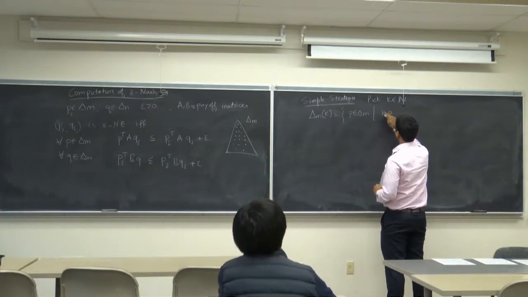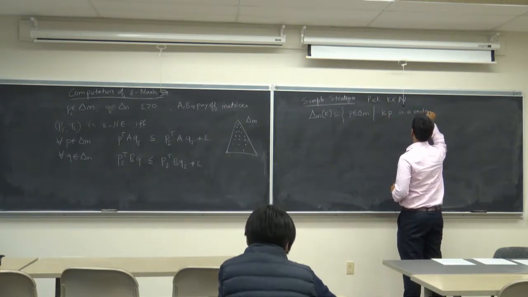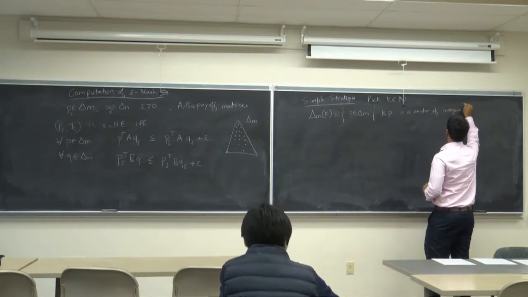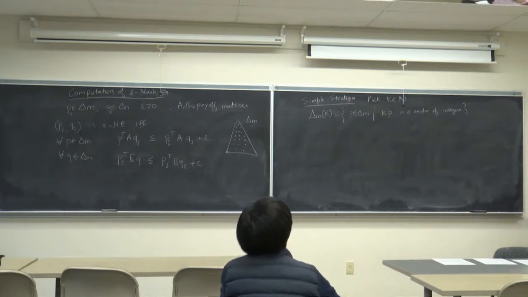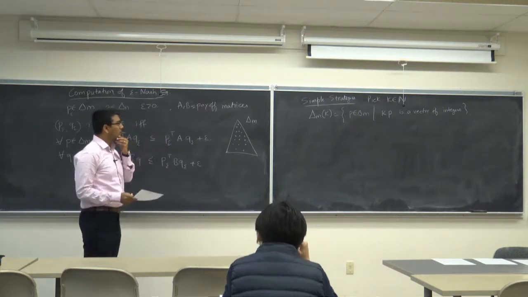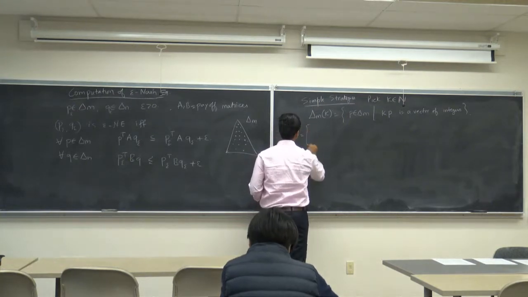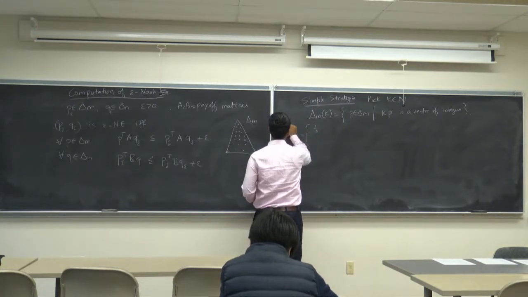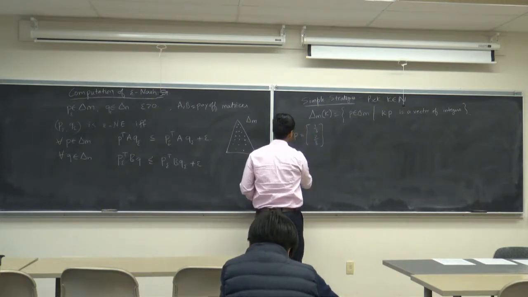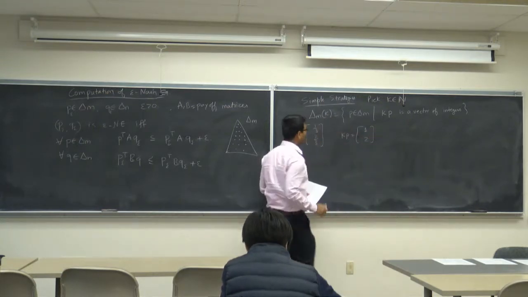KP is a vector of integers, where K is a natural number. So let's say K was equal to 3. You take P equals 1 over 3, 2 over 3. You multiply it, compute KP, and you have 1 and 2. So it's a vector of integers.